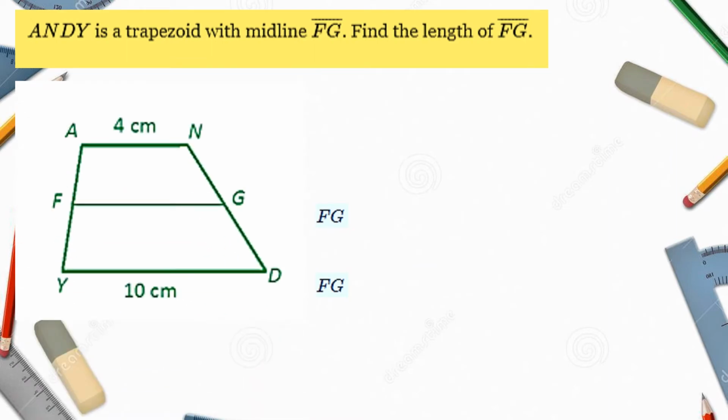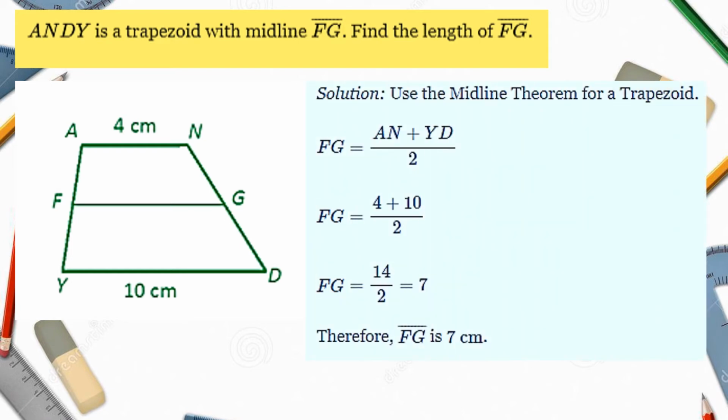Let us have our example about trapezoid. ANDY is a trapezoid with midline FG. Find the length of FG. So on our figure, AN is equal to 4 cm, DY is equal to 10 cm. So we will use the midline theorem for a trapezoid.